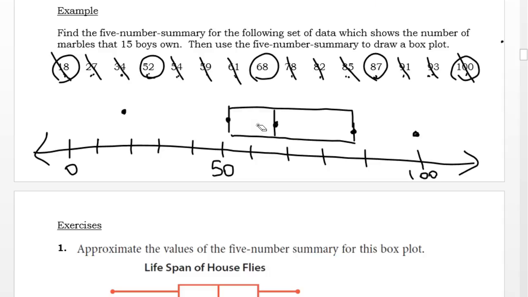We have one whisker going here, and we have one whisker going here. So this shows us that there's more data in this region because it's a smaller box, which means it's more condensed. And we have a longer whisker right here, so there's less data right here. But this box plot separates our data into 25%, 25%, 25%, 25%.